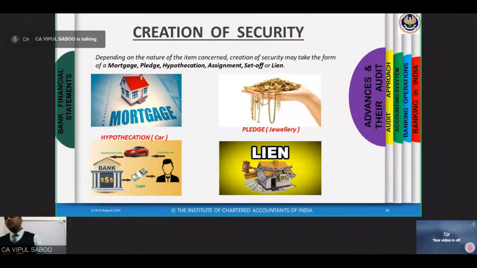Okay. So what are the kinds of security? How do you create security? So these are the kinds of securities: mortgage, pledge, hypothecation, assignment, set off or lien. 1, 2, 3, 4, 5, 6. I'm going to make you understand what these terms mean.